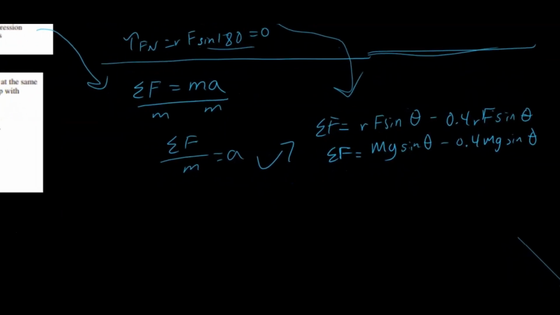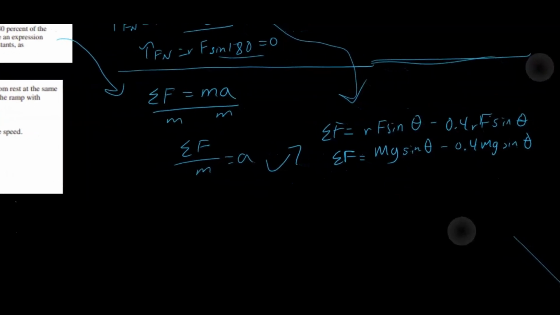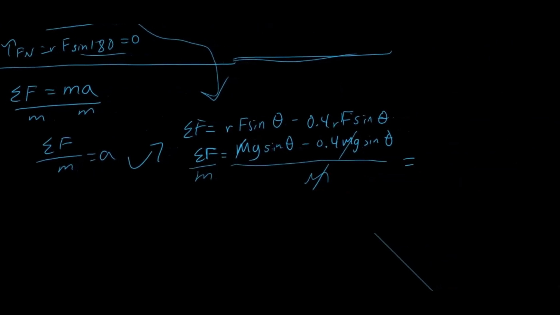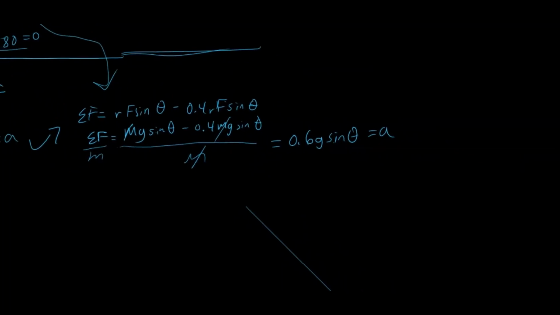And so now that we have the sum of the forces here, we can plug it back into our equation. So the sum of the forces over the mass, the masses cancel bottom to top. And so now we're left with the simplified 0.6 g sine theta, and that is equal to our linear acceleration.